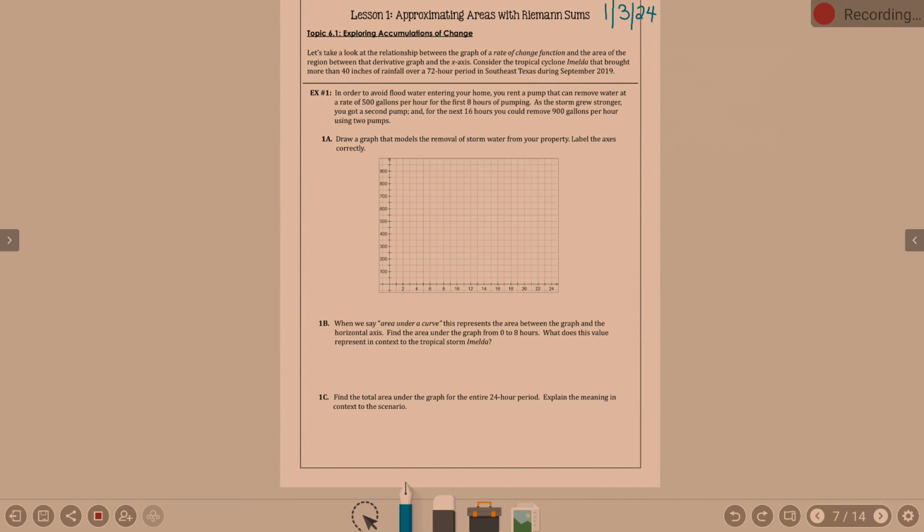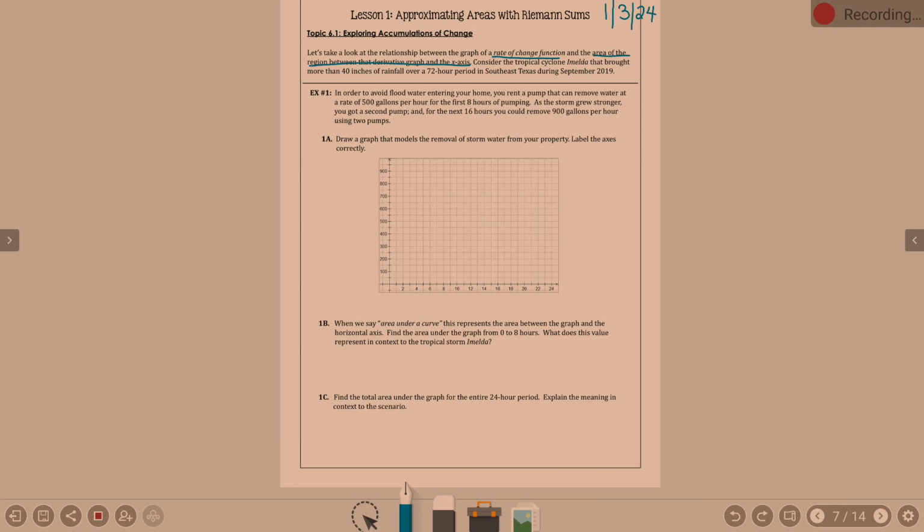That takes us away from limits a little bit, away from derivatives a little bit. And we go into integrals eventually. Not today, but eventually that's where we're headed. So, in this Unit 1, we're going to take a look at the relationship between the graph of a rate of change function and the area of the region between the derivative graph and the x-axis.